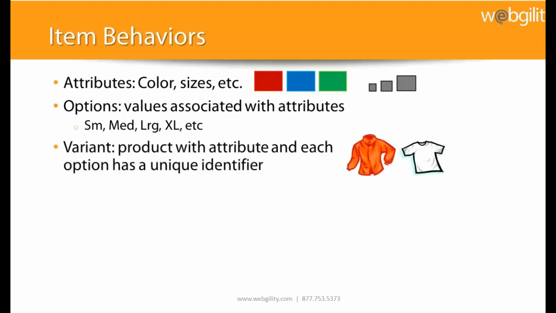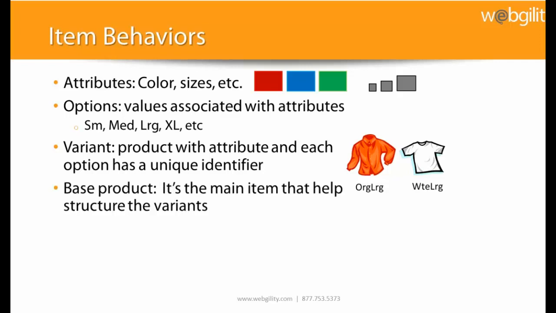The next thing I want to talk about are variants. A variant is a product with an attribute, and each option of that attribute has a unique identifier. So I have two shirts here. One is orange, one is white. They're different shirts. Therefore, they have different SKUs.